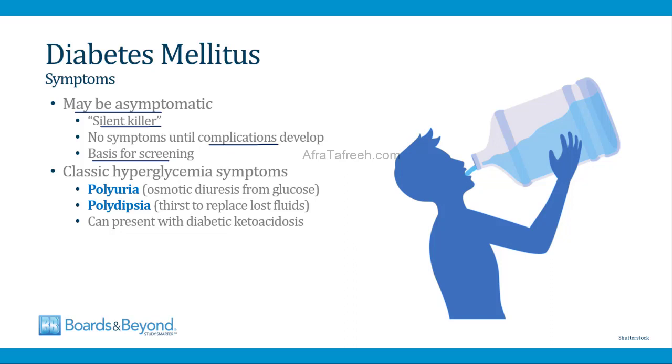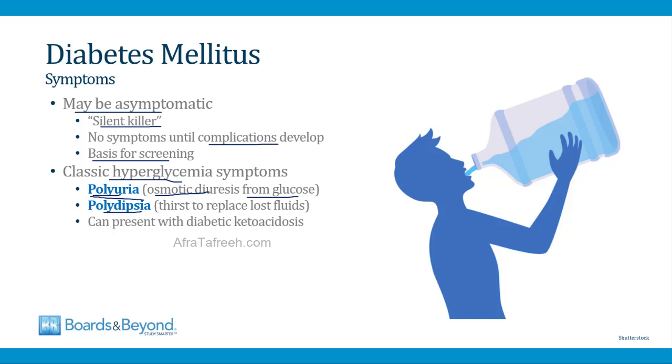When symptoms of diabetes do develop, they're usually related to hyperglycemia. And the classic hyperglycemia symptoms are polyuria and polydipsia. When the blood glucose level gets high, it will spill into the urine and it will draw water into the urine with it. This is called an osmotic diuresis caused by the high glucose levels, and this leads to lots of urinary volume, and therefore the patient will complain of frequent urination or polyuria.